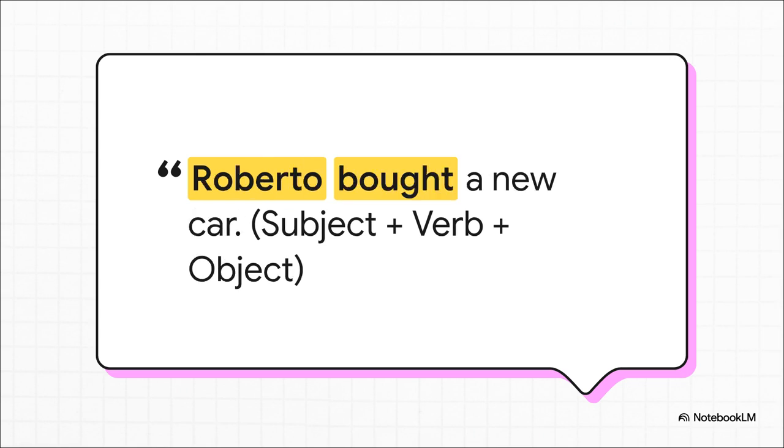Okay, here's another one. A really classic example. Roberto bought a new car. Let's break it down. Who did the action? Roberto. Subject. What did he do? He bought something. Verb. And what did he buy? A new car. Object. Simple as that. That is the SVO foundation in its absolute purest form.